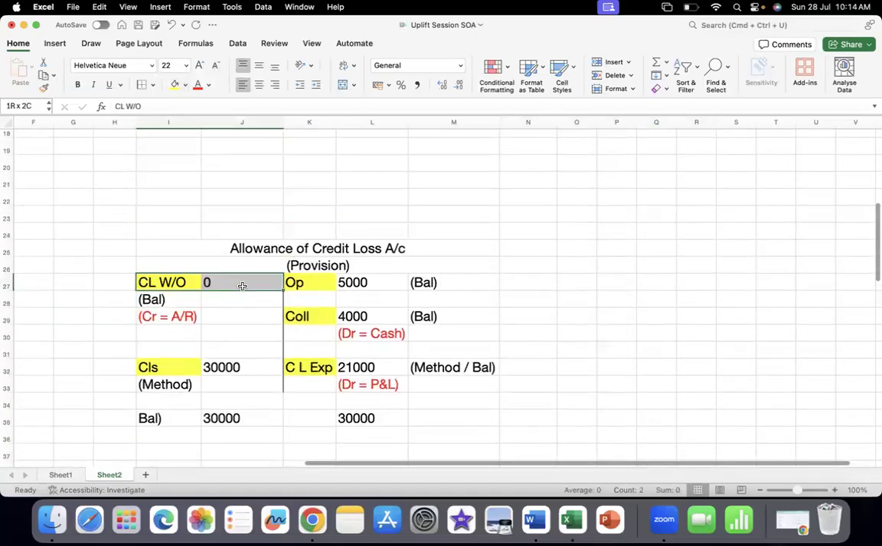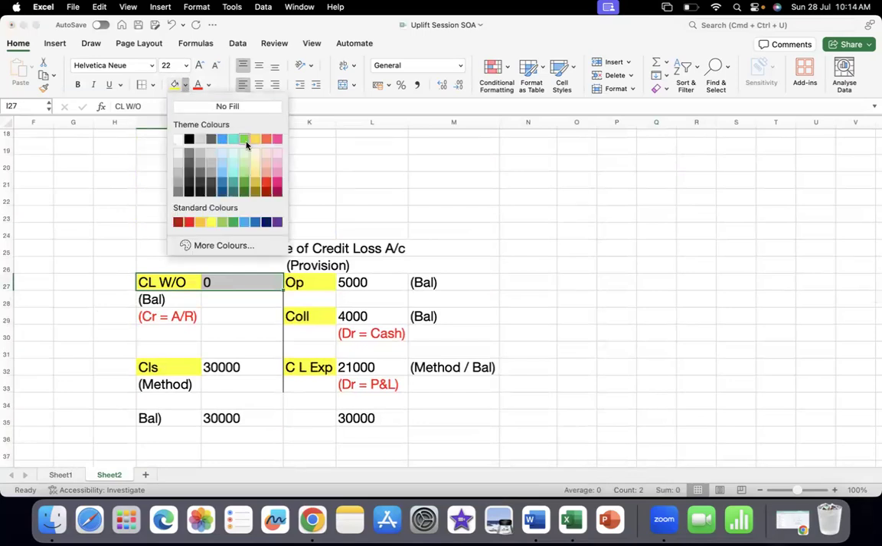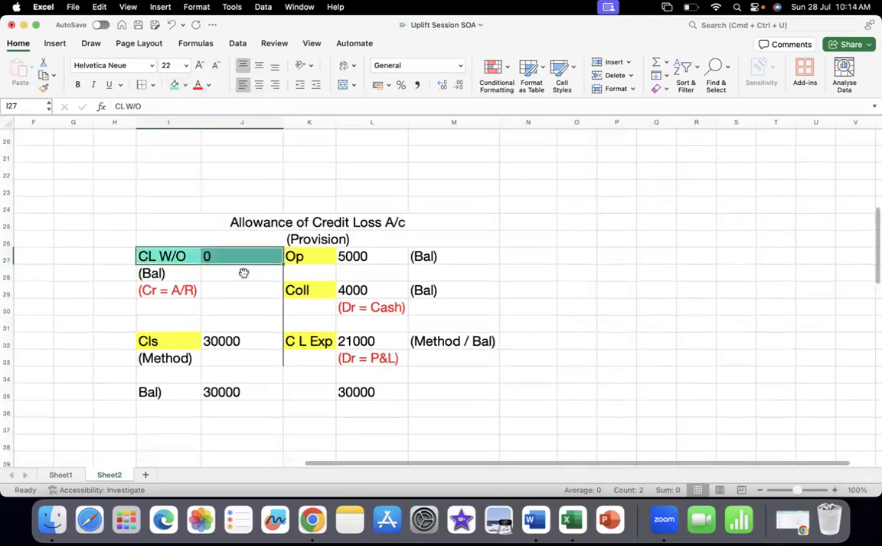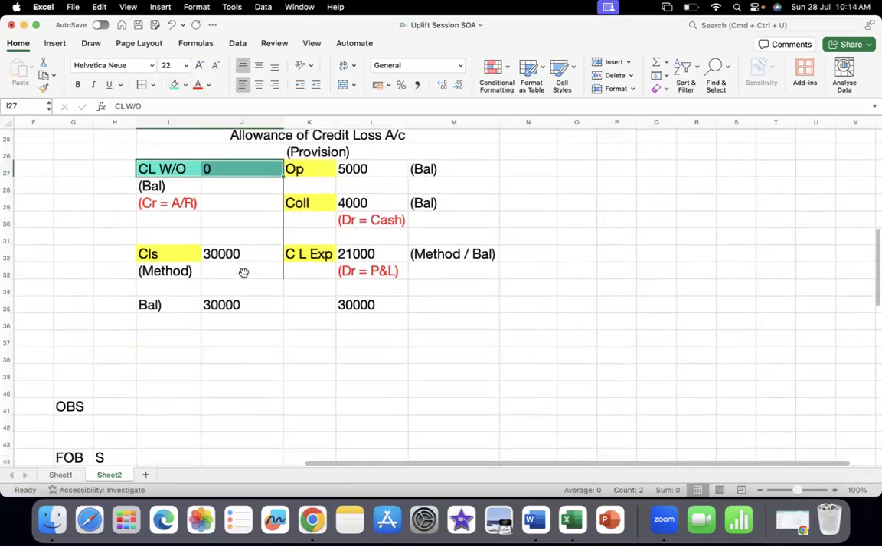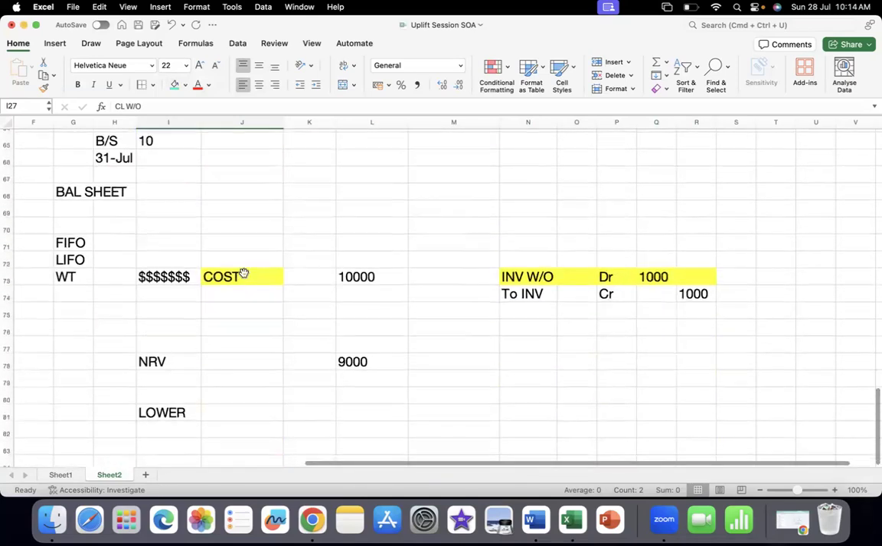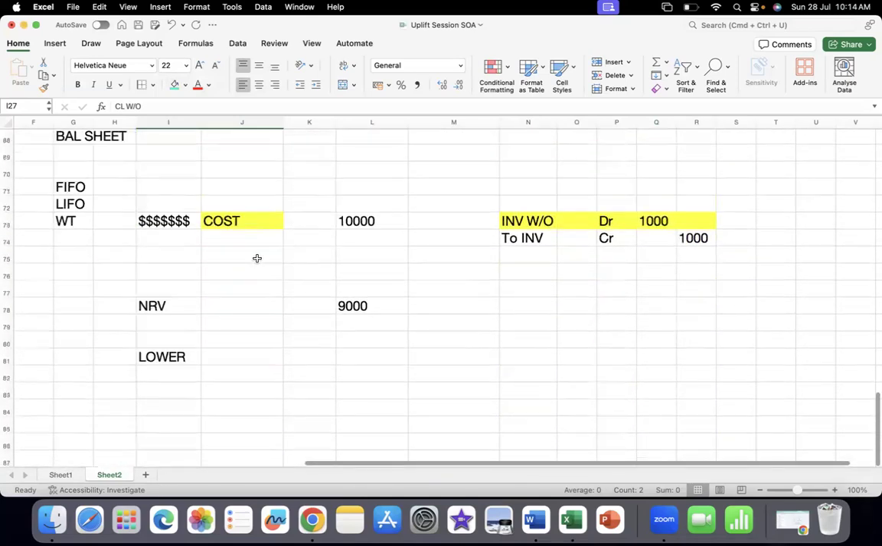But will this entry go into your profit and loss account? The one in terms of your credit losses written off? No, it will not go there. So that's a major difference, because for inventory, we are only following a single approach of accounting. But for allowance and accounts receivable, we are following a breakup entry system, wherein we break the entries into multiple parts to show the true picture.